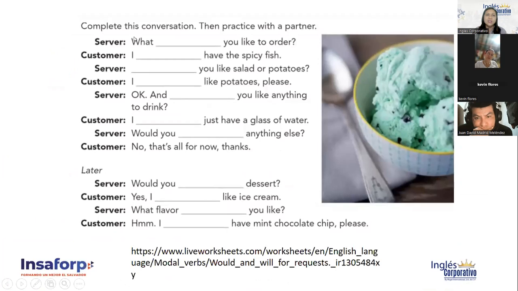Now let's practice here with this conversation. You're going to help me to complete.